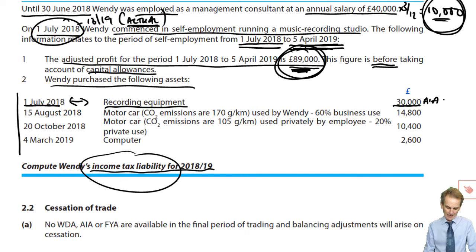In terms of AIA, what is the length of the period? Here we work to the nearest month. We don't worry about the 5 days of April there. That is an opening period of 9 months.